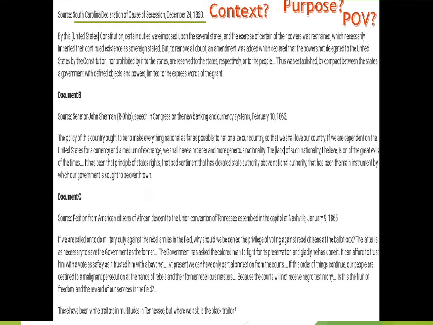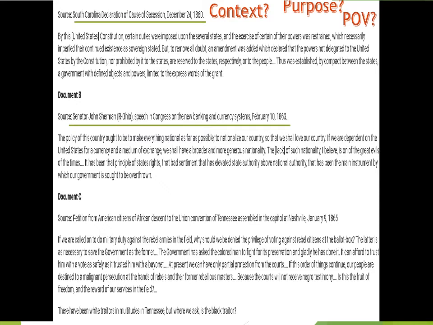With the second document, you need to always look at the source. 1863 right away. I should already think about this is in the middle of the Civil War, so there's a lot of things going on. This is right around the Emancipation Proclamation time period. I could always bring that into my essay, talk about the Emancipation Proclamation, what is it, why it was issued, the importance, the effects of it, and so on and so forth.